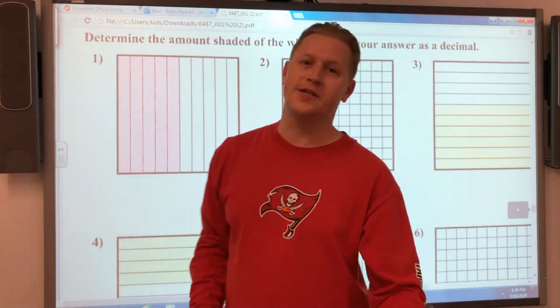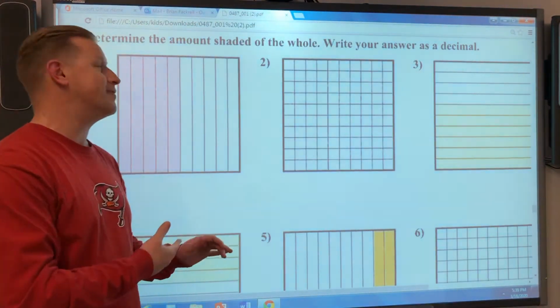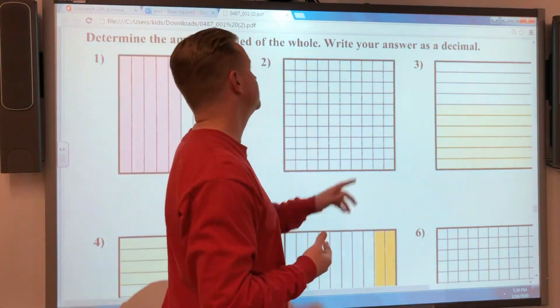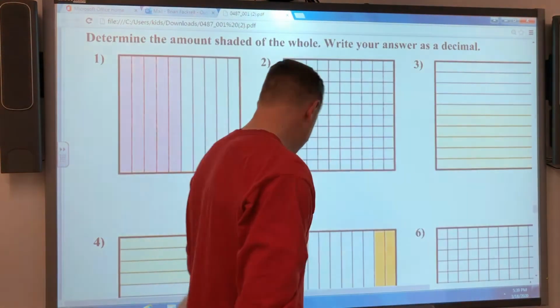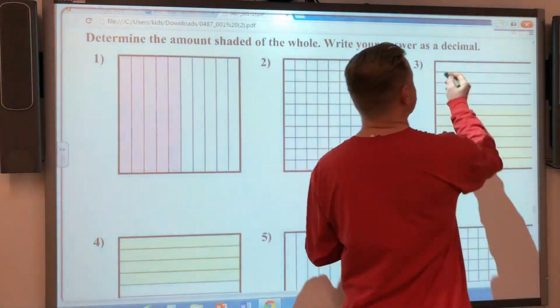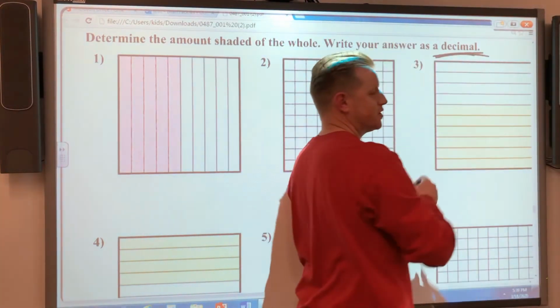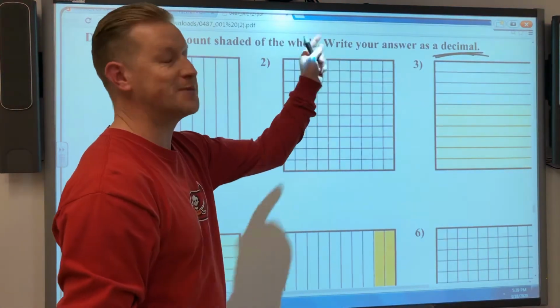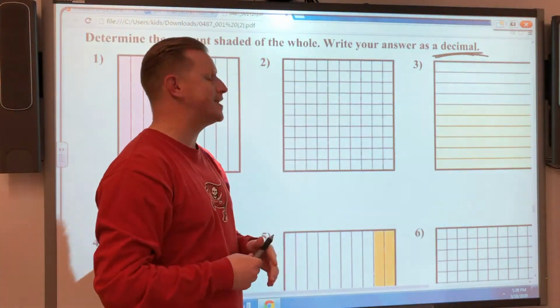All right, let's look at the rules here. What is it asking of us? Determine the amount shaded of the whole. Write your answer as a decimal. Very important, write it as a decimal. Parts of whole can be written as fractions, percents, or decimals. This one is specifically asking us, write it as a decimal.